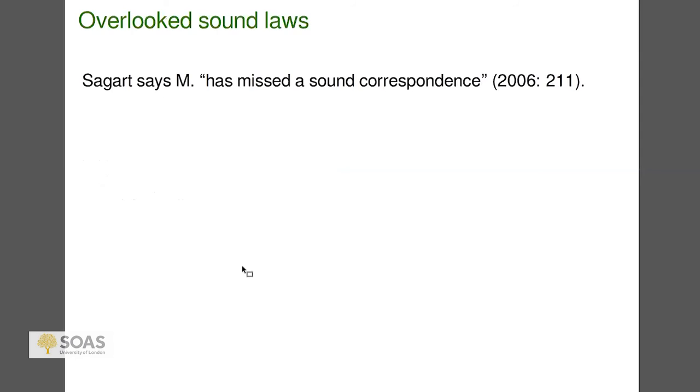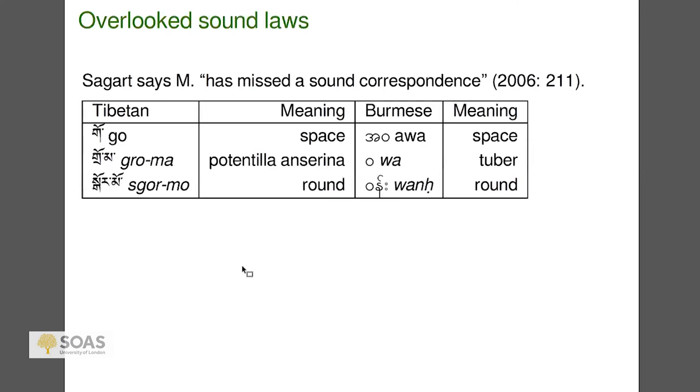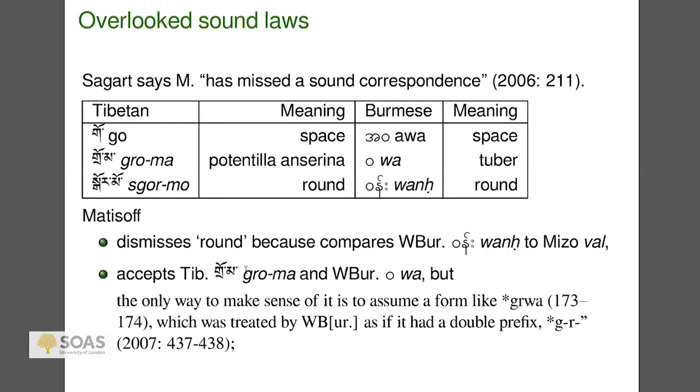So moving on to another kind of source for proto-variation, one is overlooked sound laws. So Sagart, in his review of Matisoff's handbook, says that he has missed a sound correspondence, pointing to this, which is a G in Tibetan corresponding to a W in Burmese. And this is a fun sort of tit-for-tat between Sagart and Matisoff, if you are bored some rainy afternoon.